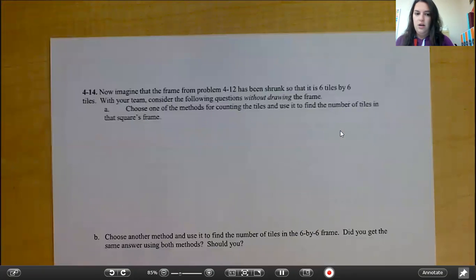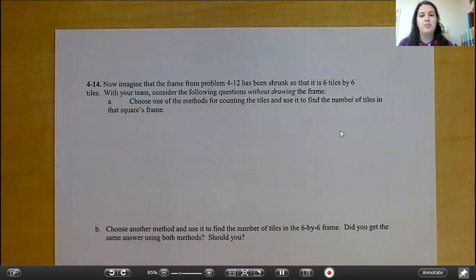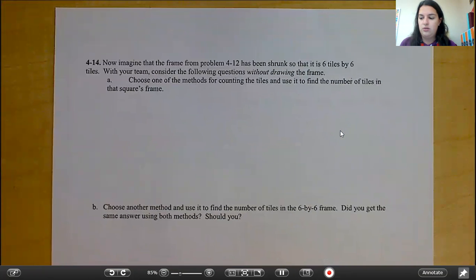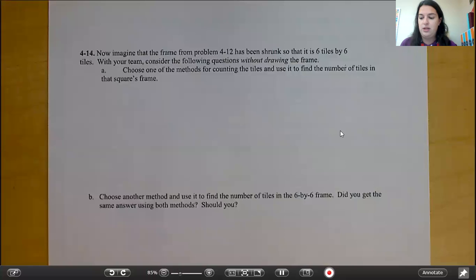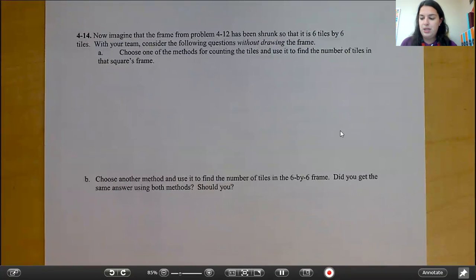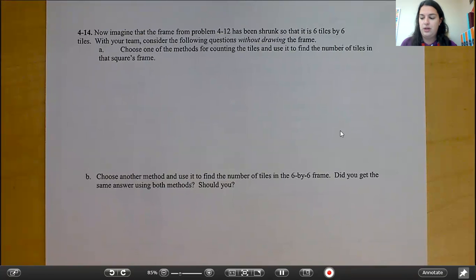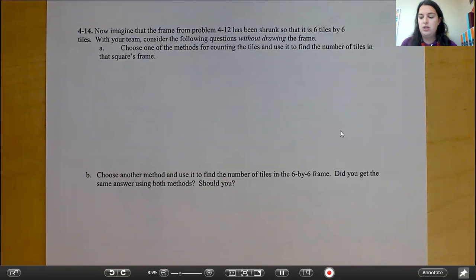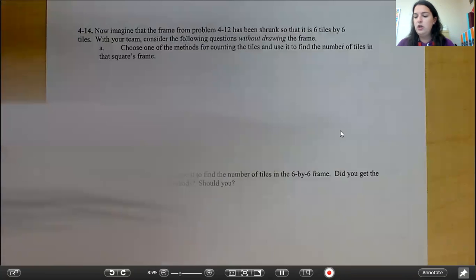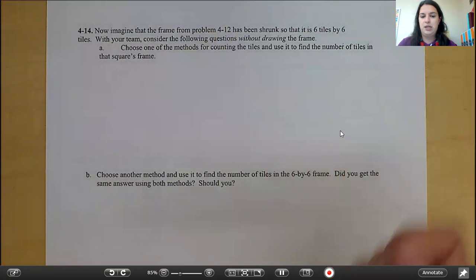So let's look at problem 414 now. 414 says, now imagine that the frame from problem 412 has been shrunk so that it is 6 tiles by 6 tiles. With your team, consider the following questions without drawing the frame. Choose one of the methods for counting the tiles and use it to find the number of tiles in that square's frame. Part B says, choose another method and use it to find the number of tiles in the 6 by 6 frame. Did you get the same answer using both methods? Should you? So you're going to pick a method, one of these people's methods. You're going to do it for part A, then you're going to pick someone else's for part B.